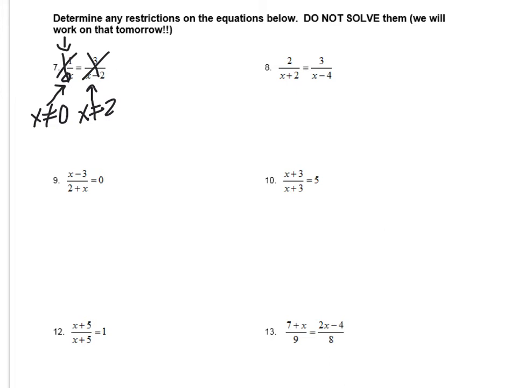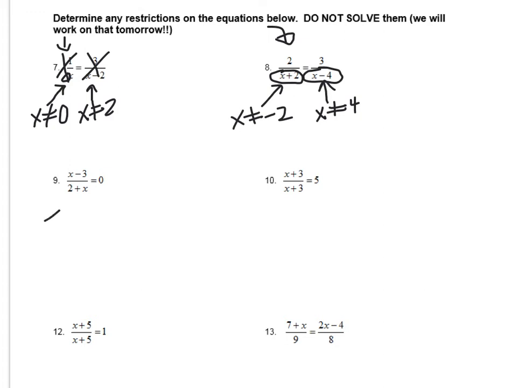For number 8, on this side, x cannot be negative 2, because negative 2 plus 2 would give you a value of 0 in the bottom of that fraction, making the fraction undefined. For this side here, x cannot be positive 4, because 4 minus 4 would give you 0 in the bottom of this fraction, making that fraction undefined. So in order to solve this equation at all, you need to state that x is not negative 2 and x is not 4.